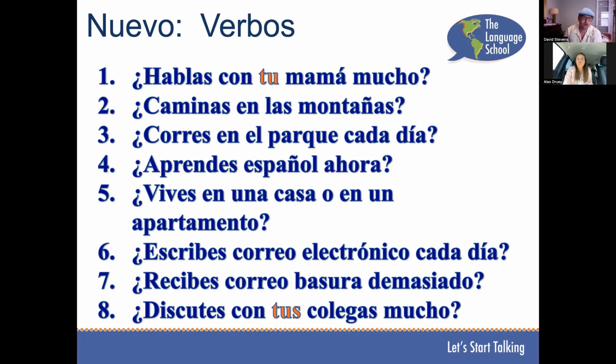Okay. ¿Caminas en las montañas? Sí, camino en las montañas. ¿Corres en el parque cada día? ¿Qué significa cada día? Cada día, every day. No corro en el parque cada día. Okay.